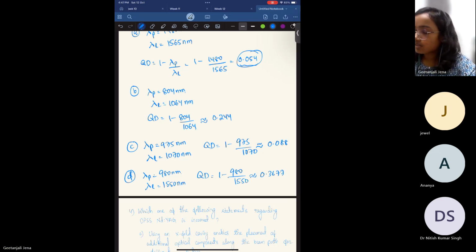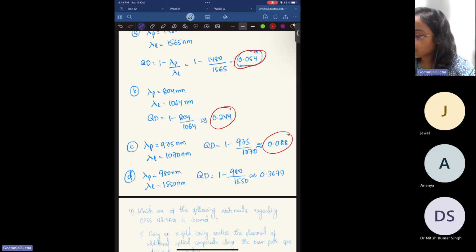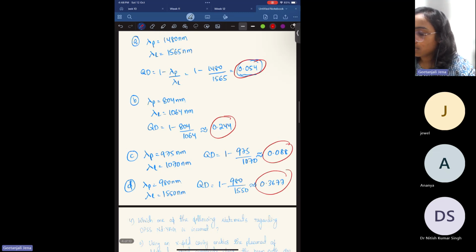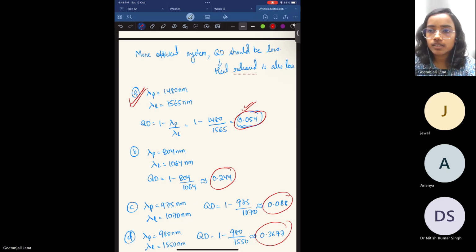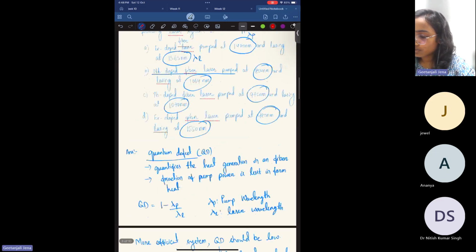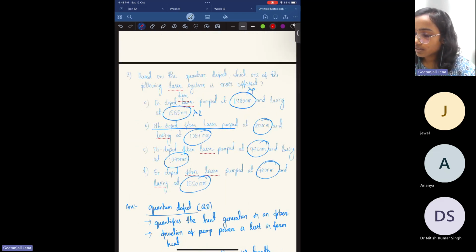So the lowest QD among these, which are 0.054, 0.244, 0.088 and 0.3677, is the first option, with QD 0.054. That means this system is more efficient for lasing. I think this problem is clear to you. So the answer will be option A.